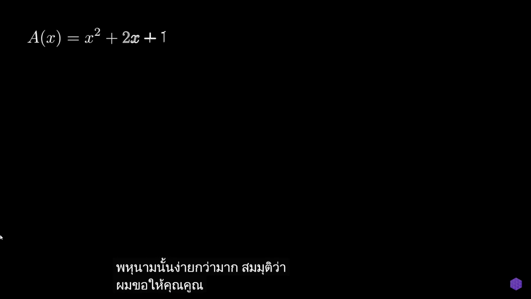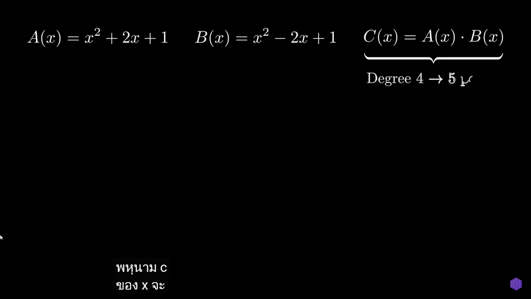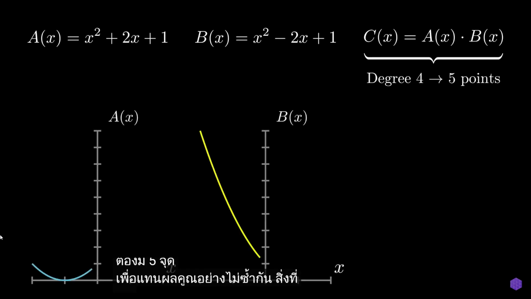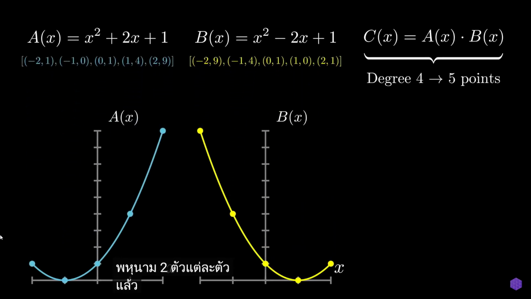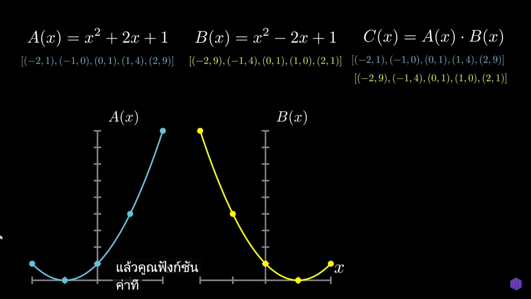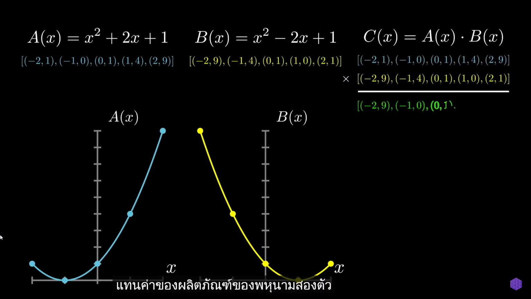Let's say I ask you to multiply these two polynomials a of x and b of x. We know the resulting polynomial c of x will be of degree 4, so we'll need 5 points to uniquely represent the product. What we can now do is take 5 points from each of the two polynomials and then simply multiply the function values one by one to get the value representation of the product of the two polynomials.